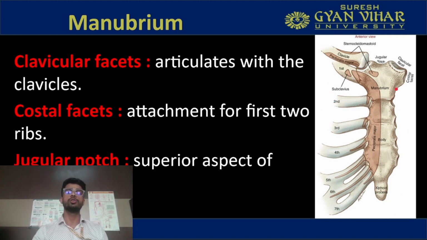Also there is a jugular notch, which is present on the superior aspect of the manubrium. So these are the 3 things we must know when studying the biomechanics of the shoulder joint: the clavicular facet, the costal facet, and the jugular notch present at the manubrium.